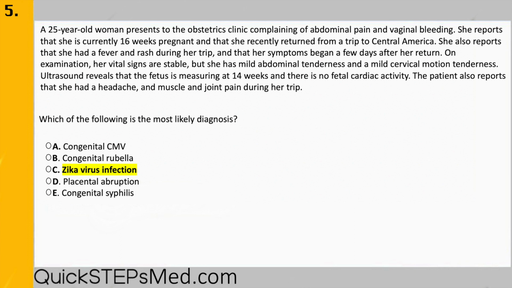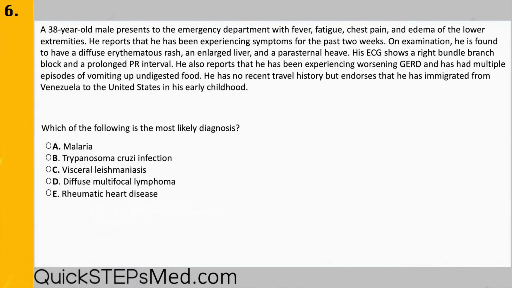Hopefully you all got that one. That was a bit tricky. Let's go over to question 6. I will give you 1 minute to read through this, and then feel free to pause me if you need more time.